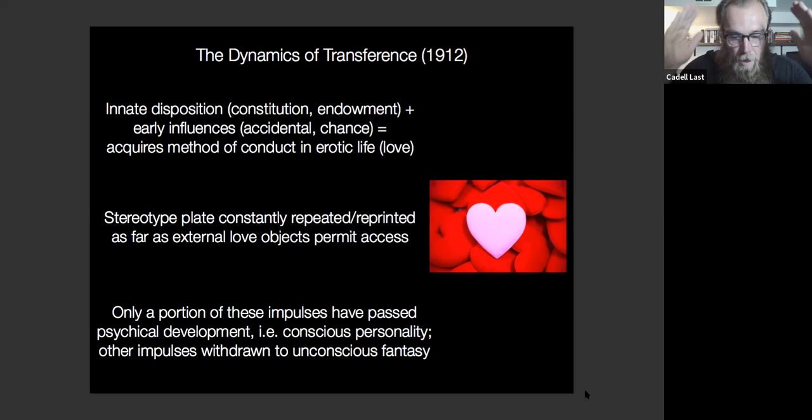So the type of person we want to share our love with is actually something very specific, very narrow in some sense. And this very specific stereotype plate is how we are trying to externalize our love in relationship to the other. Now, he goes on to say that for most people, only a narrow, small amount of these images have passed through psychological development and become integrated into the conscious personality. And all of the other images, which are just as much desired to be expressed in the external world, are withdrawn into unconscious fantasy.